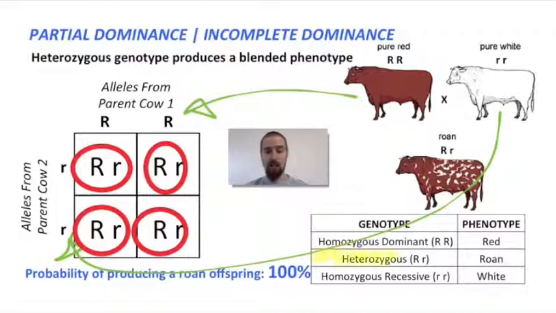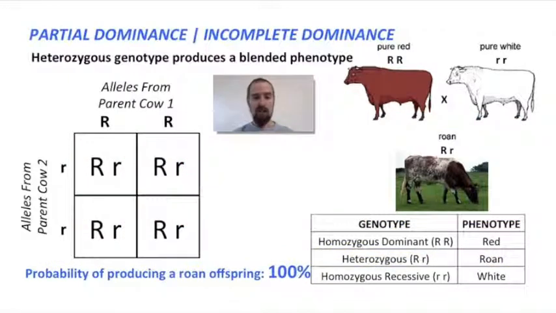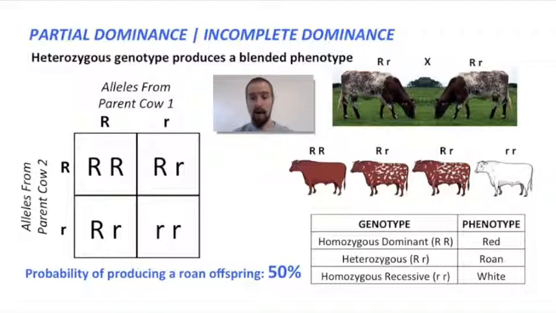This heterozygous genotype produces a phenotype that in cows is called roan, which is a mix of red hair and white hair. This also means that we can never have a true breeding line of roan cattle, in which roan cattle who mate produce only roan offspring.